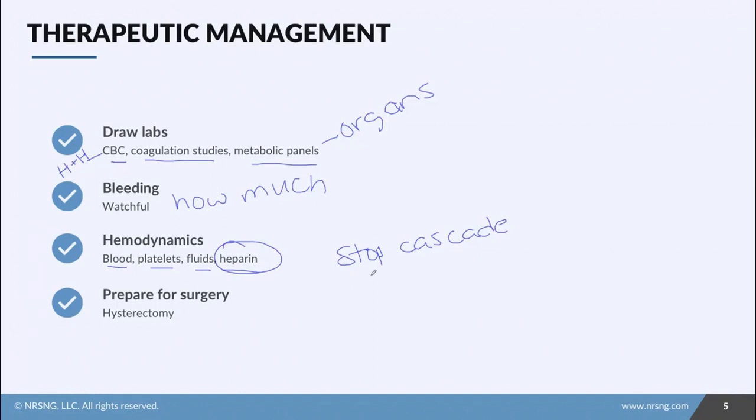So there is also a lesson in the hematology section on DIC. So if you need more explanation on that, you can refer to that section. And our last thing is prepare for surgery. So sometimes our patients are going to need a hysterectomy done because we've got to take out what is causing this overreaction of the cascade system. So sometimes we might need a hysterectomy to remove that uterus.